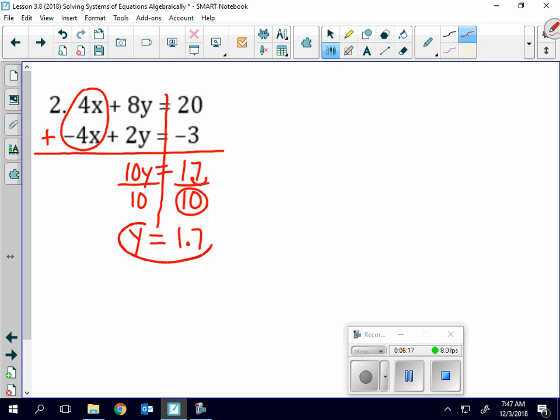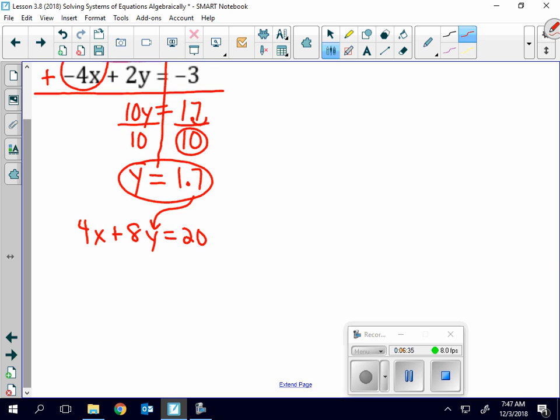All right, so y equals 1.7. We just need to find x. I'm going to go ahead and use the top equation. I like that one better. Has less negative signs. So 4x plus 8y equals 20. I'm going to go ahead and plug in my y. Okay, so 4x plus 8 times 1.7 will equal 20. Now we can solve for x since there's only one variable again. 4x plus, let me get my calculator here, 8 times 1.7 is 13.6.